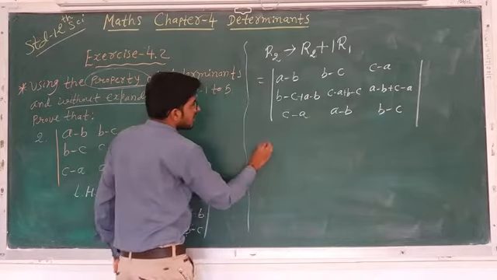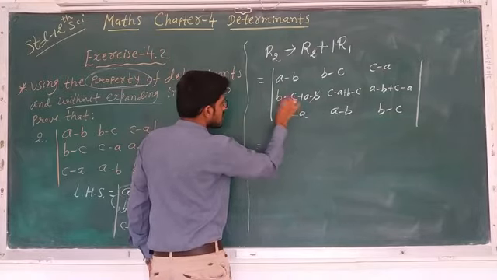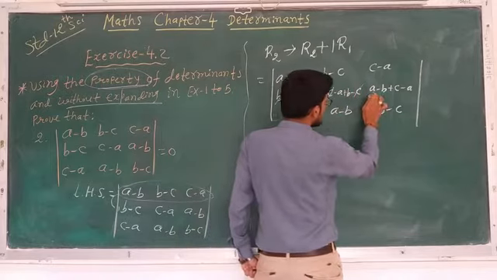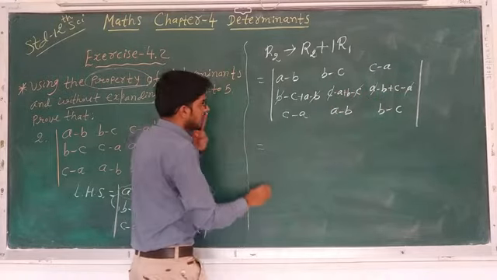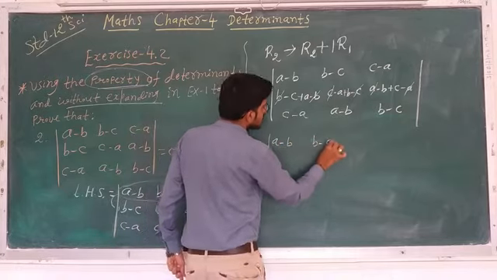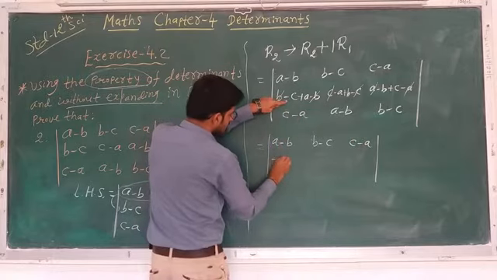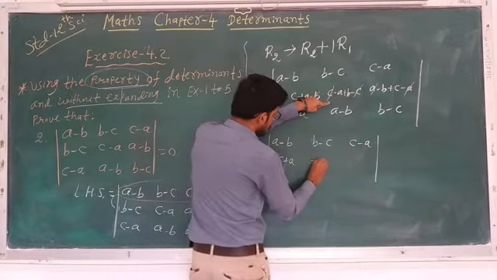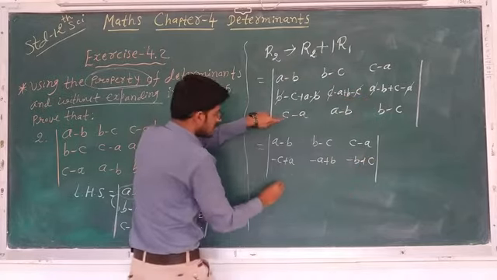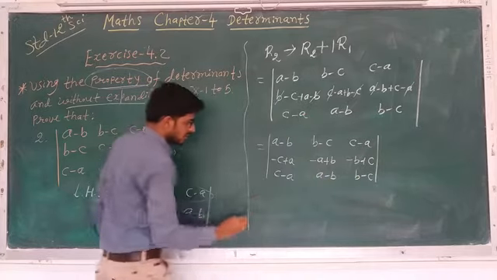Now simplify it. Here plus b and minus b cancel out. Same thing here, plus c and minus c cancel out, and here plus a and minus a cancel out. So first row as it is: a minus b, b minus c, and c minus a. The second row will be: minus c plus a, minus a plus b, and minus b plus c. And the third row as it is: c minus a, a minus b, b minus c.